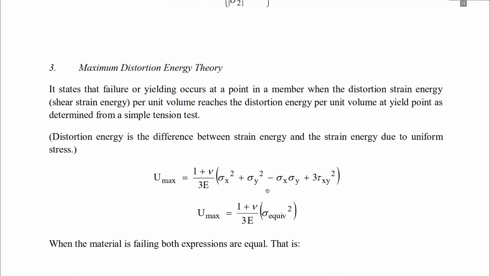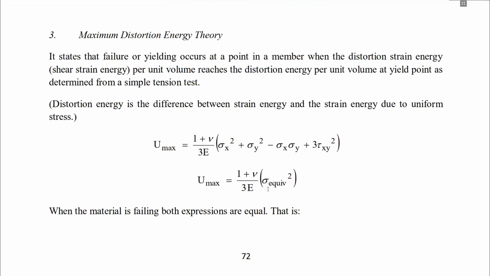And the maximum distortion energy theory states that failure or yielding occurs at the point in the member when the distortion strain energy or shear strain energy per unit volume reaches the distortion energy per unit volume at yield point as determined from a simple tension test. Distortion energy is the difference between strain energy and the strain energy due to uniform stress. So the maximum distortion energy theory is equal to what we have here.